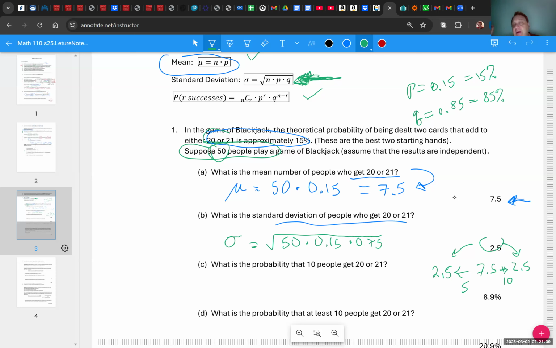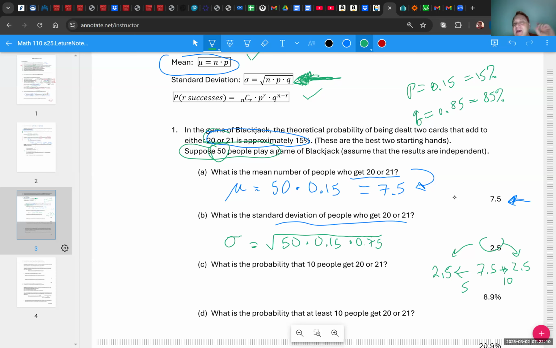So 7.5 plus 2.5 is 10. 7.5 minus 2.5 is 5. So we would expect 68% of these 50 people, most of the people, to get between 5 and 10 of these great starting hands, right? Getting the best 2 starting hands, between 5 and 10 people, there would be about 2/3, about 68% of our 50 people, most of our people would get between 5 and 10 most of the time.